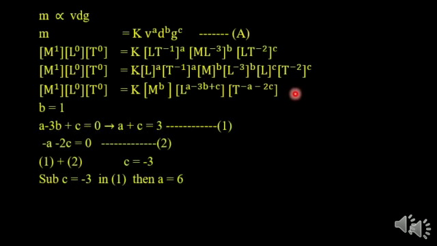After comparing the powers of dimensions M, L and T, and after solving it, we get a equals 6, b equals 1 and c equals minus 3. Substitute these values in equation number A, then M equals k v to the power of 6, d to the power of 1, g to the power of minus 3, or M proportional to v to the power of 6 d divided by g to the power of minus 3.